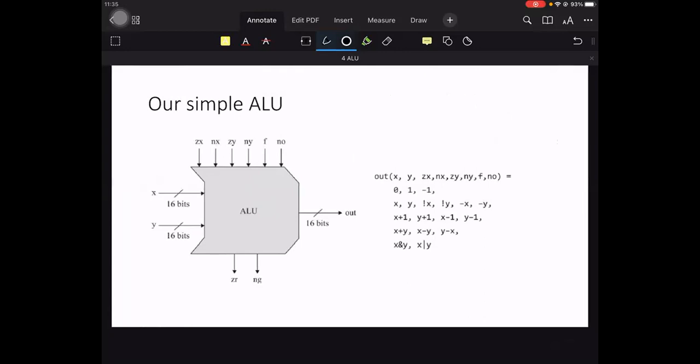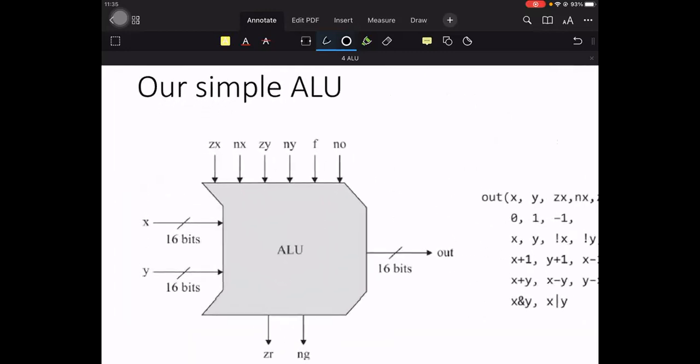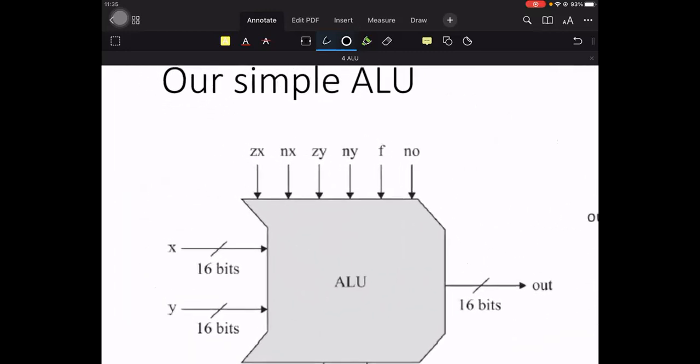Okay, so this is our ALU with these inputs and outputs. For the input, we have X and Y, which are both 16 bits. Our output terminal is also 16-bit. And our opcode pins, the input pins, number 6.